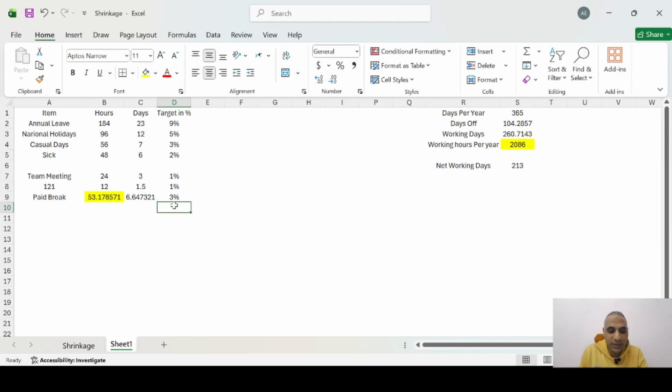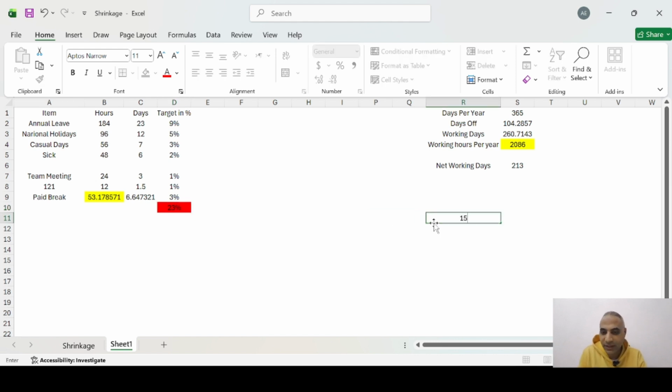Total shrinkage here from this model will be 23%. That's how to do a model, a very small and simple model, in order to calculate your shrinkage target. Right now we have 23%. So if we said at the beginning that we have 15 FTEs, which is the net required resources, we need to add 23% over the 15.